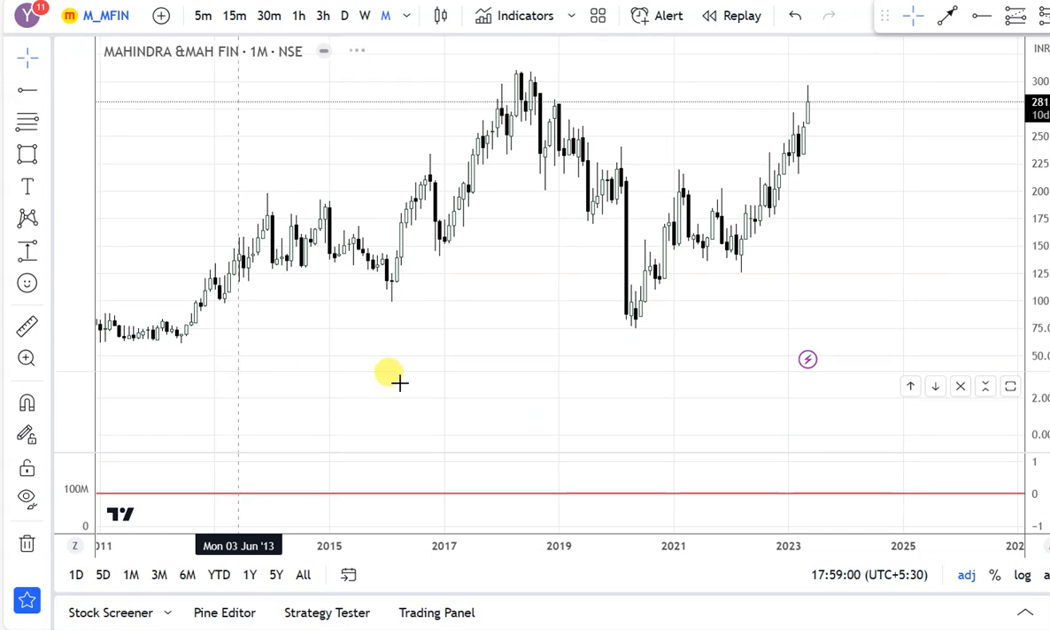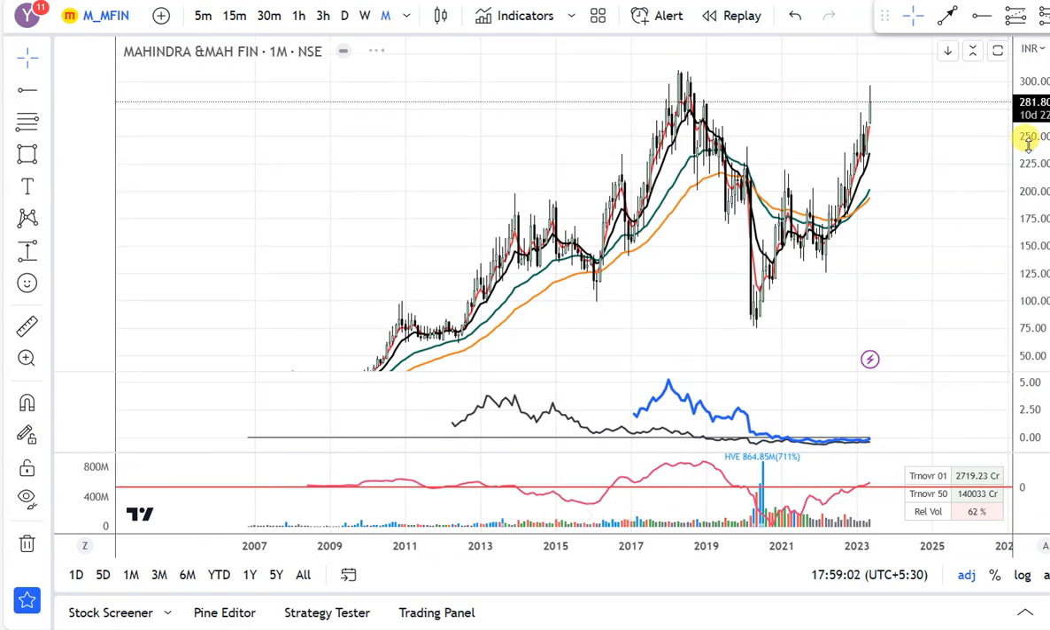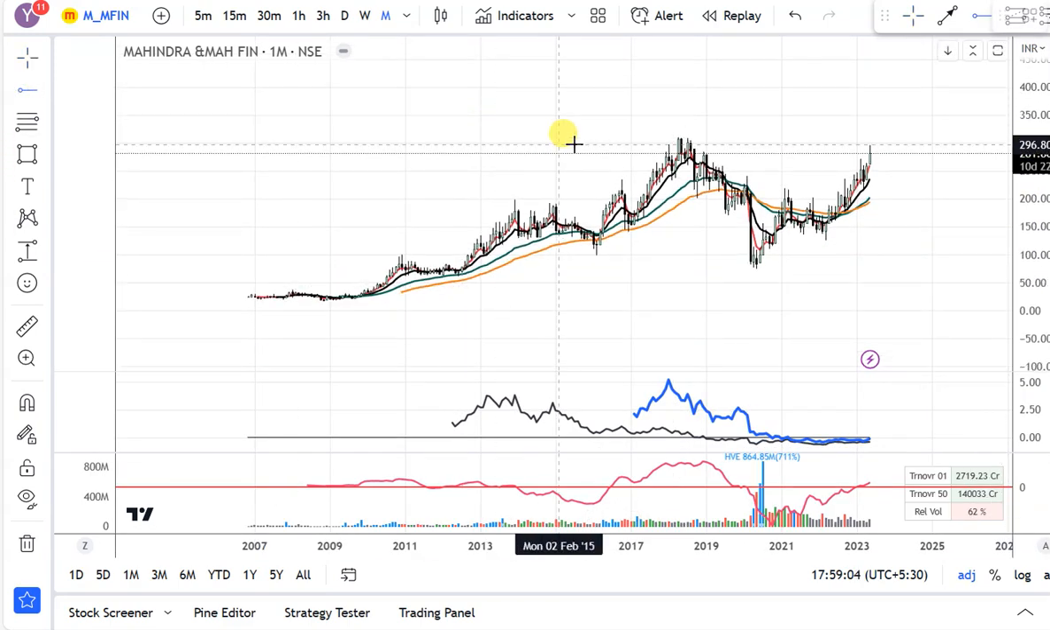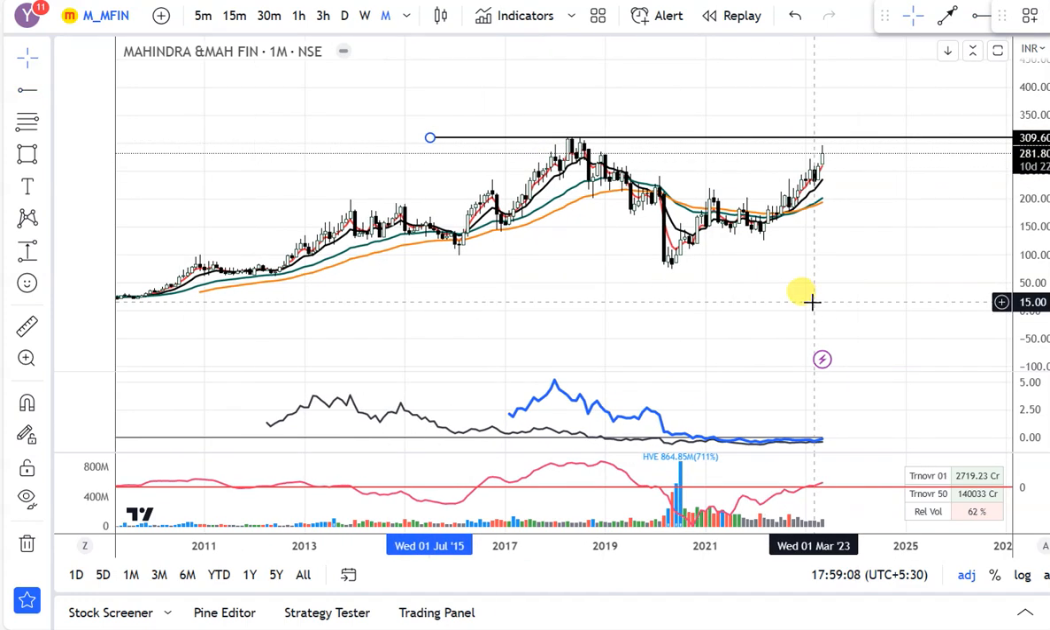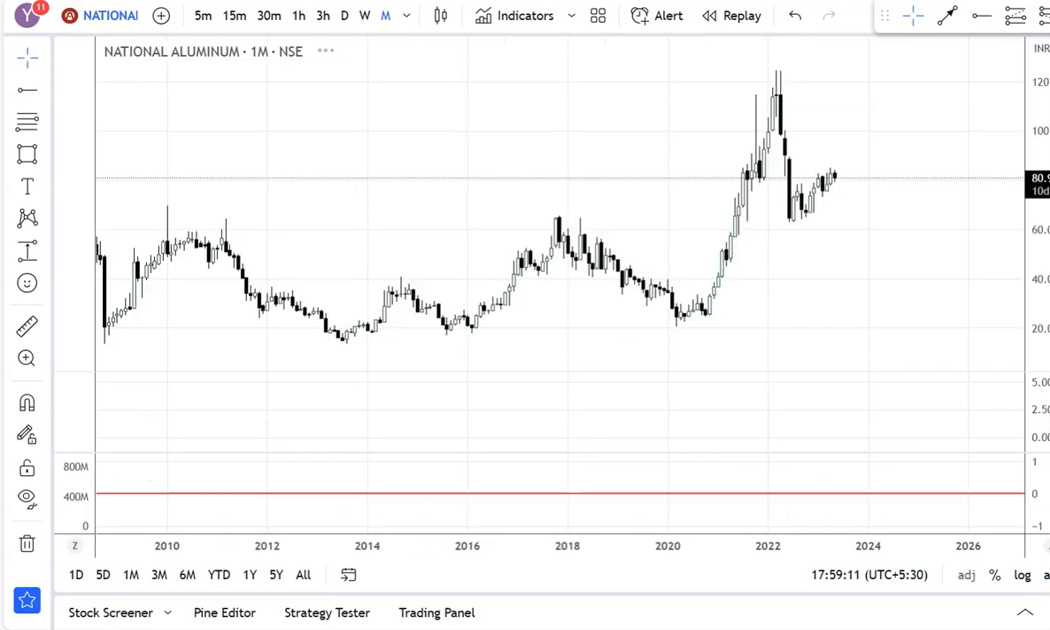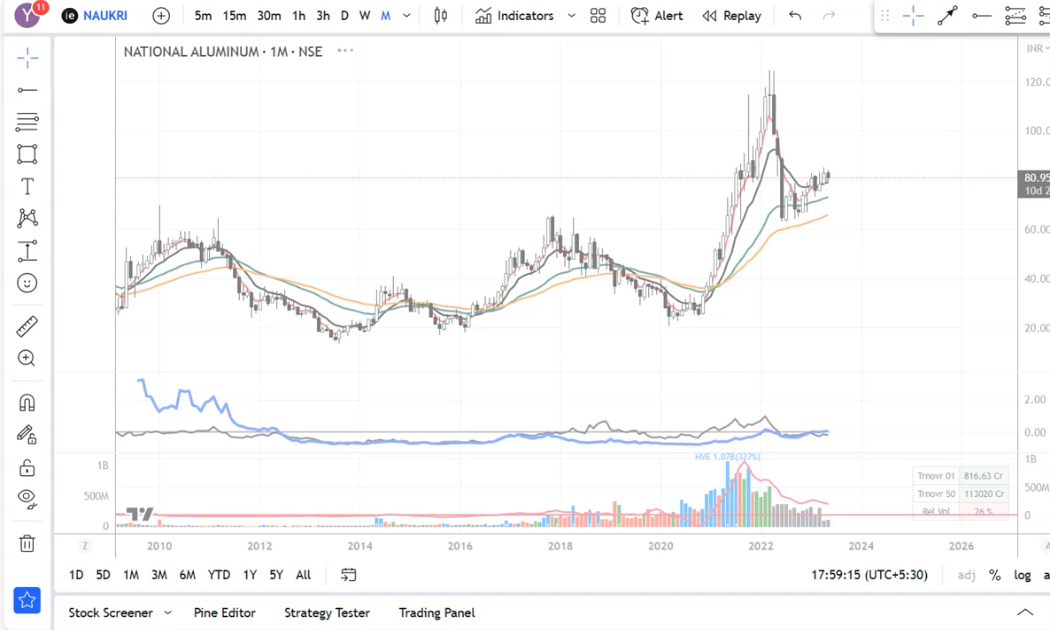National Aluminium is doing nothing. So guys, do you see there is not much going on in the F&O stocks. We have hardly discussed 2-3 trades which are worth even looking at. So make sure that you do not trade any stock beyond what we have discussed.